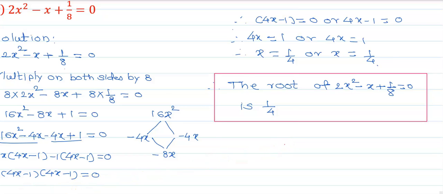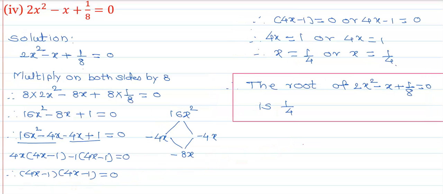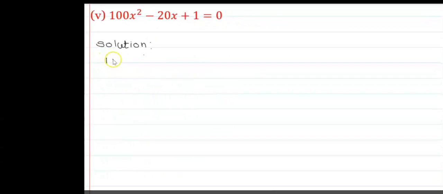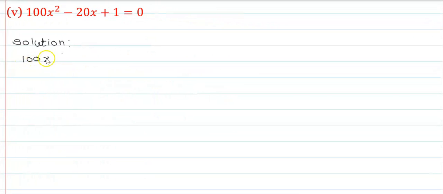Okay, now we take the next problem. Now the next example, 100x square minus 20x plus 1 is equal to 0. Again the product of the first term and the last term, 100x square into 1, you will get 100x square. Okay.